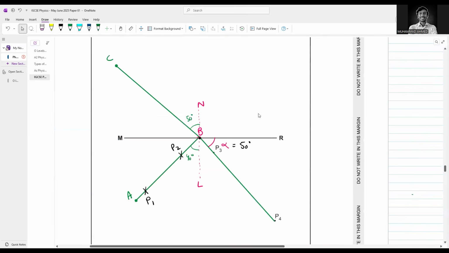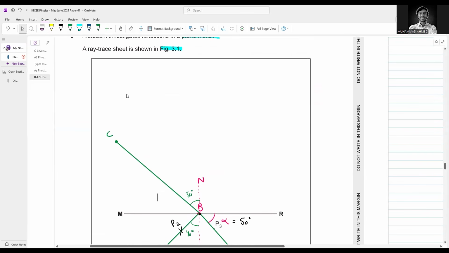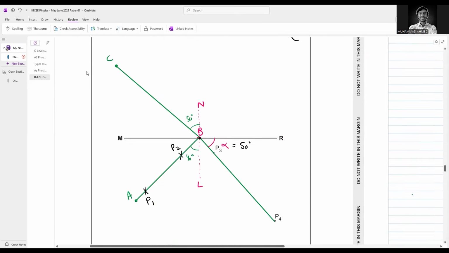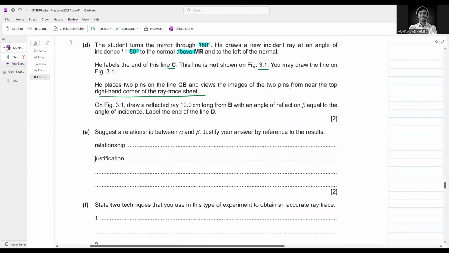तो बेसिकली क्या हो रहा है? आपका जो स्टूडेंट है वो यहाँ पे दो पिन्स प्लेस कर रहा है. I am just marking some imaginary pins. आपका स्टूडेंट यहाँ पे दो पिन्स प्लेस कर रहा है और वह व्यूइंग द पिन्स फ्रॉम हियर. Now his eye is here. ठीक है. फिर क्या हो रहा है?